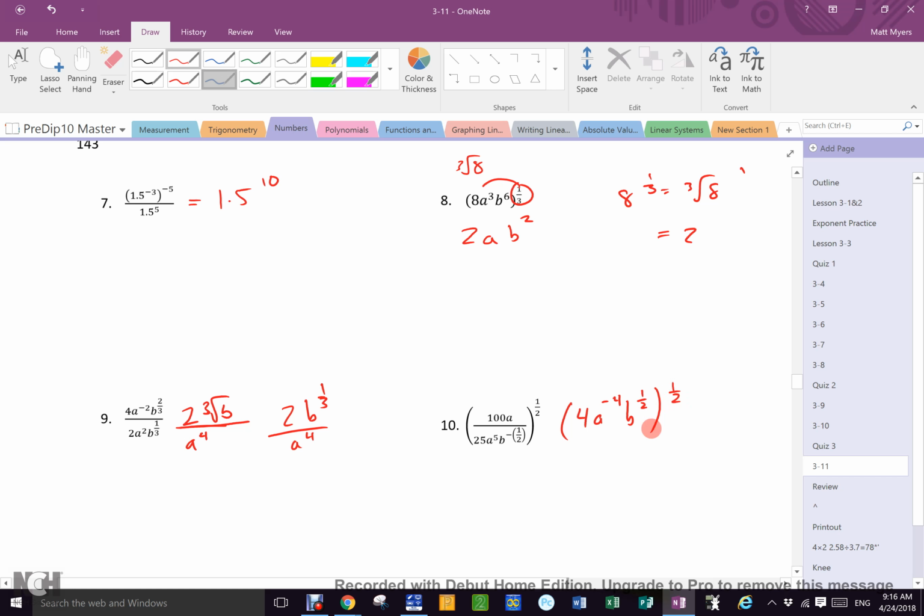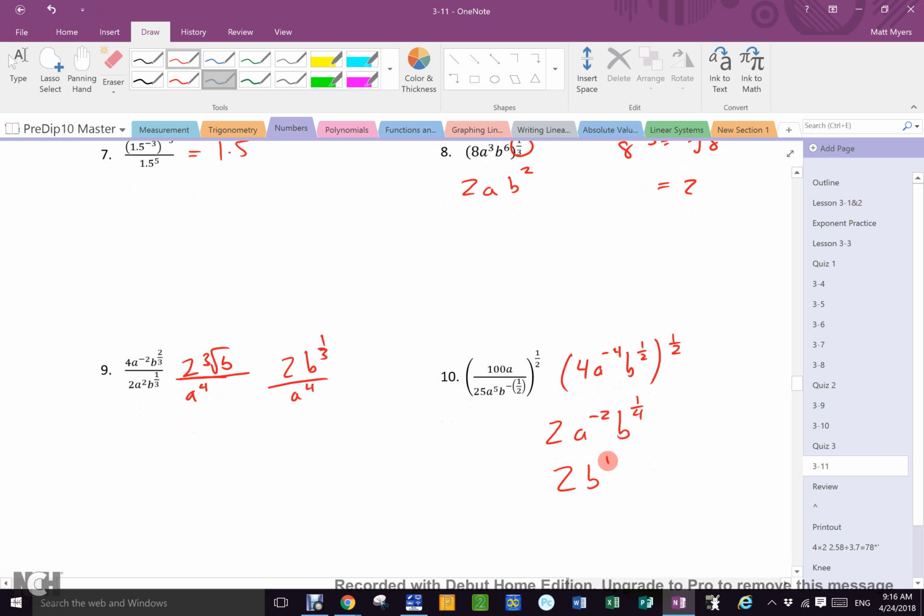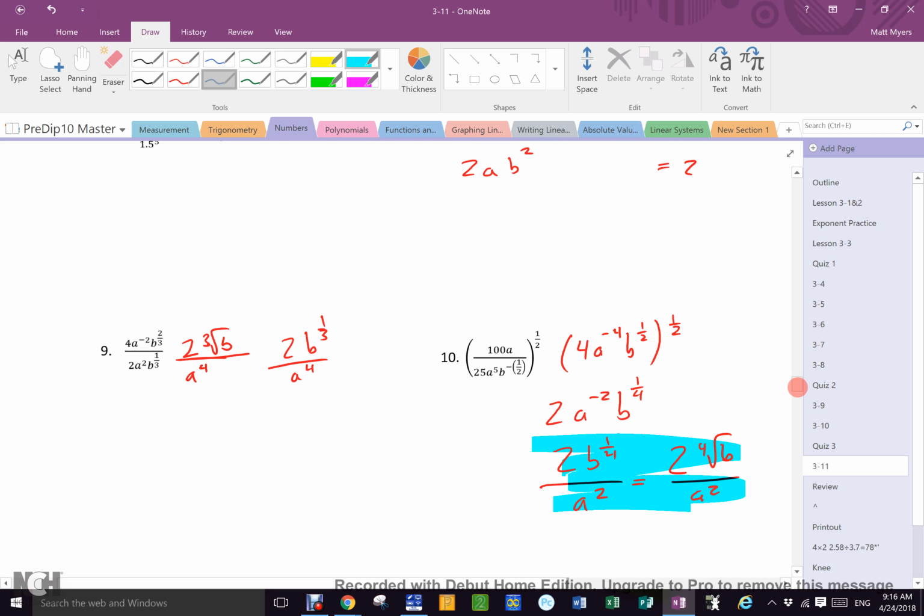All that to the 1/2, which is 2, a to the negative 2, b to the 1/4, which is 2b to the 1/4 over a squared, which is 2 fourth root b over a squared. Both of them are acceptable. That was close. Yeah?